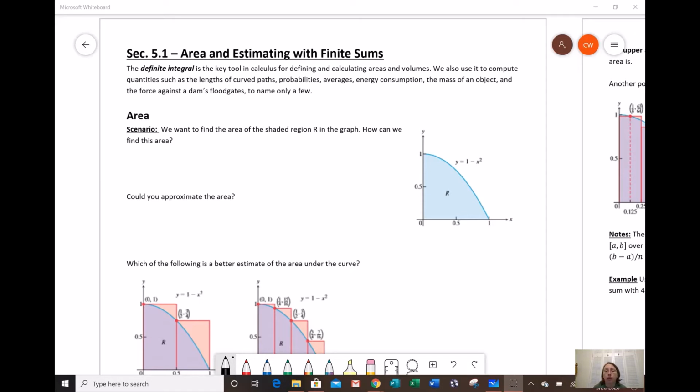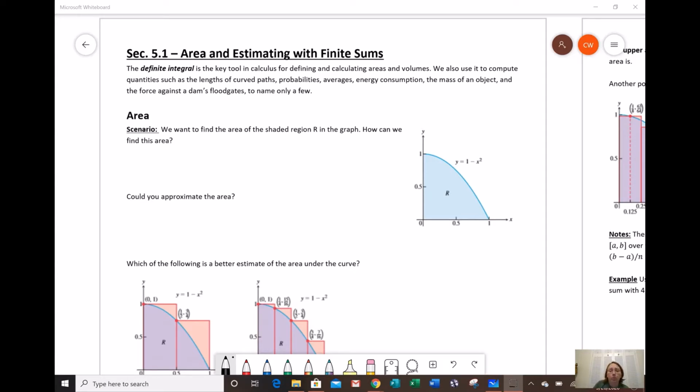So look at the blue curve here. So the blue curve has a shaded region underneath it. Now that region is bounded by the curve up above and then the axes on the other two sides. How do we find this area? Well, it's not a square, it's not a rectangle, it's not a circle, it's not something that we know how to find the area of.